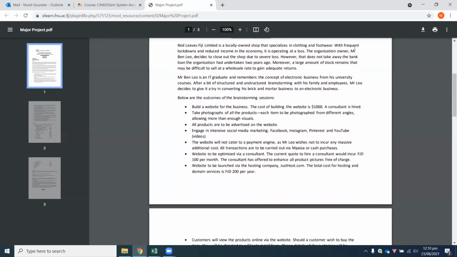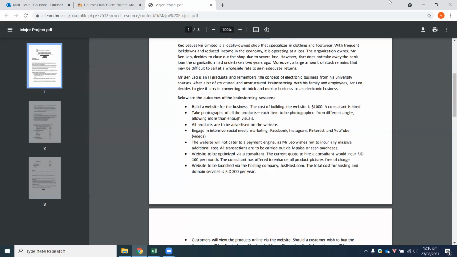Now, that paragraph. Mr. Ben Leo is an IT graduate and remembers the concept of electronic business from his university courses. After a bit of structured and unstructured brainstorming with his family and employees, Mr. Leo decides to give it a try in converting his brick and mortar business to an electronic business. So what the organization Red Leaves Fiji Limited decides to do is convert their physical shop into an electronic business. And how did they do it? They did some structured and unstructured brainstorming.